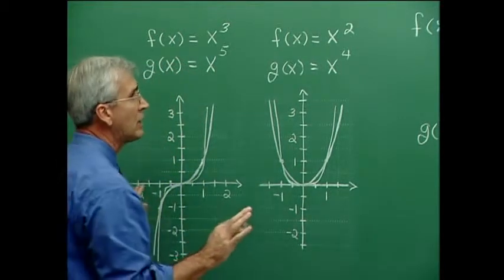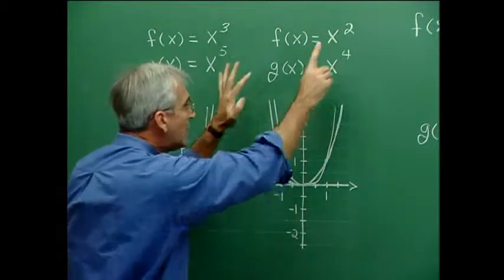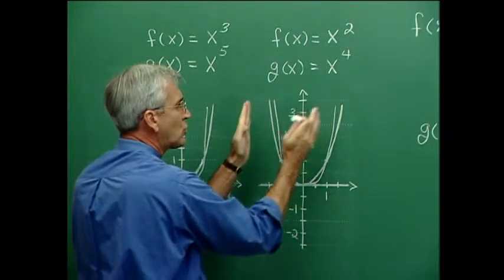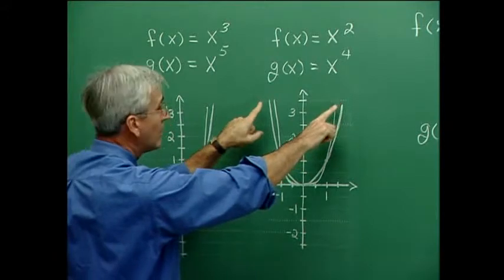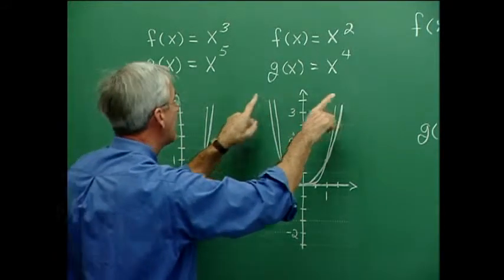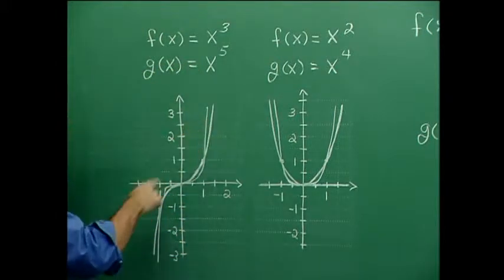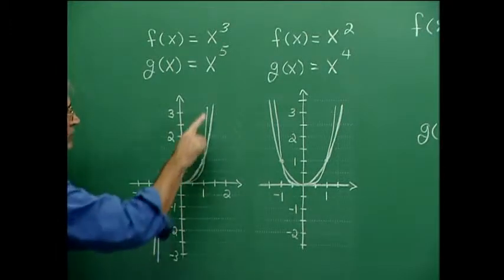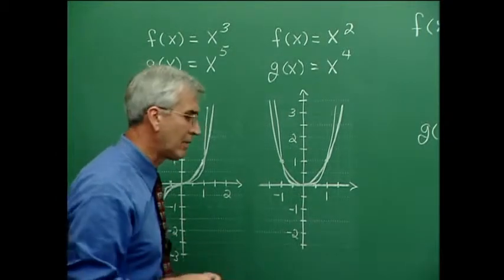Now, another thing I'd like you to notice is this, that x squared and x to the fourth, these functions have the same behavior at the extremes of the coordinate plane. That is, they both go up on either side of the coordinate plane. And on the other hand, x cubed and x to the fifth have sort of opposite behavior at the extremes of the coordinate plane. So we have one side goes up and the other side goes down. That's kind of a general characteristic. In fact, let's explore that a little bit more.